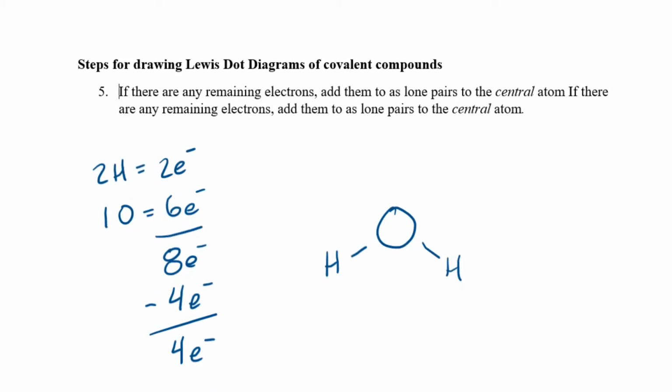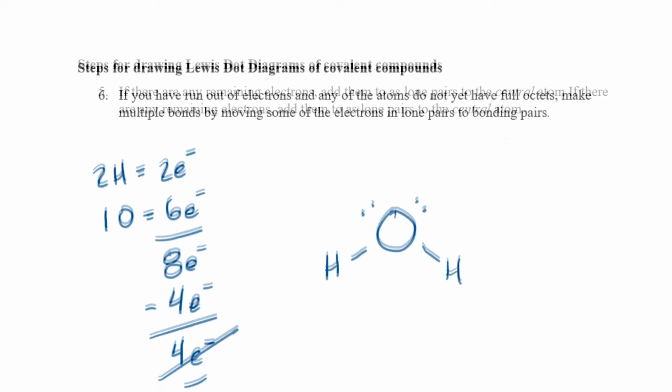In step 5, we put all the remaining electrons as lone pairs around the central atom. So this gives us 4 electrons to place around the oxygen as 2 sets of lone pairs. And so with that, we've exhausted our electron budget, and this should be a complete structure.